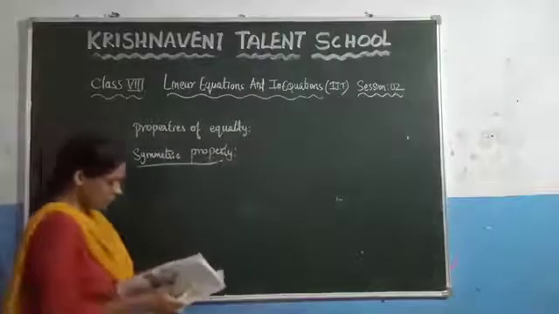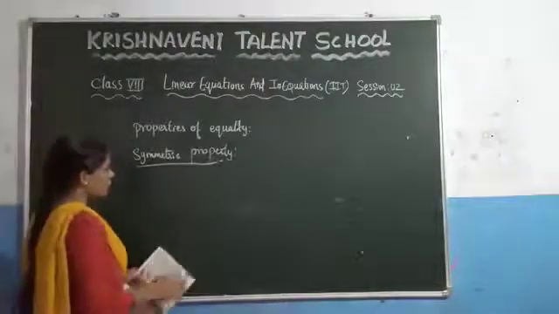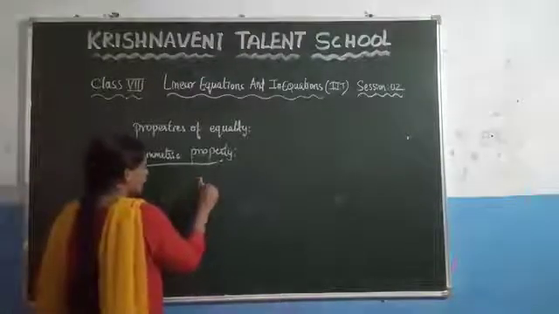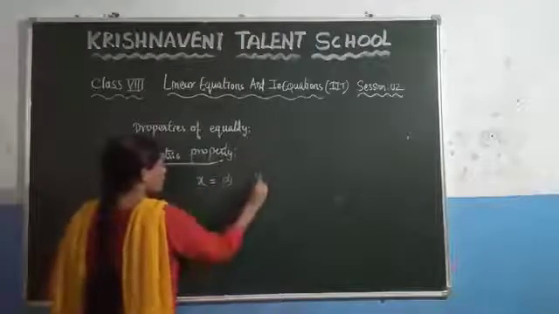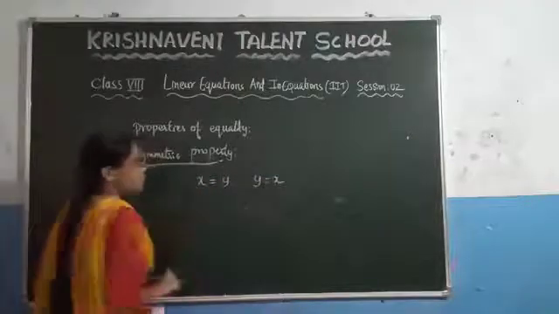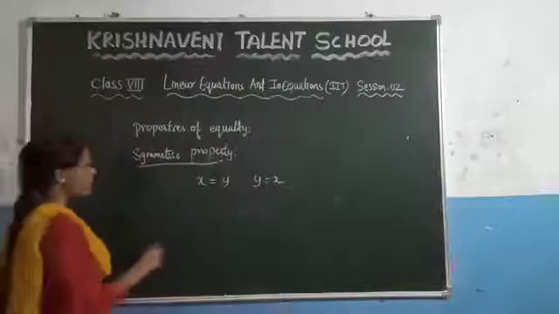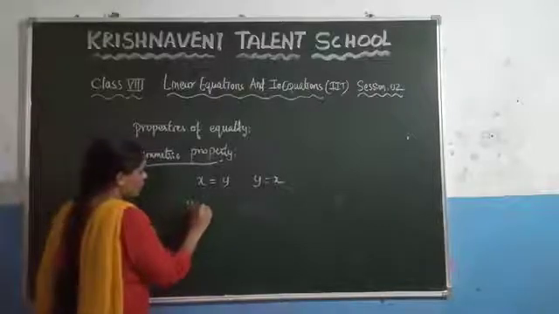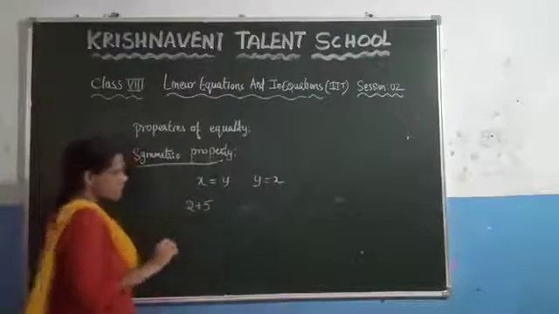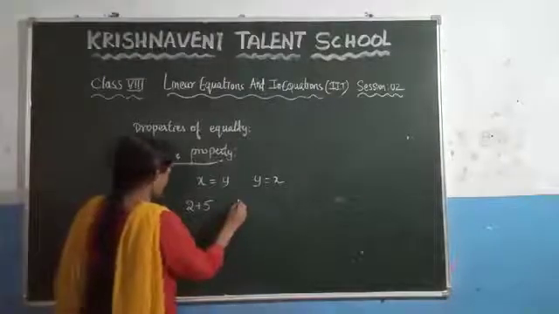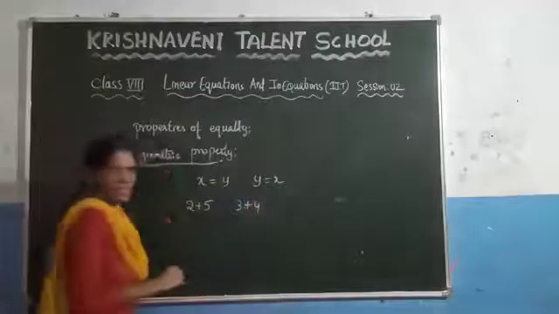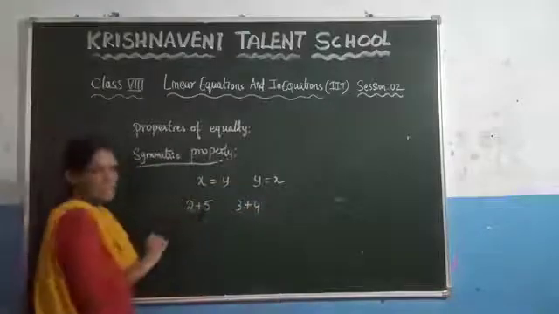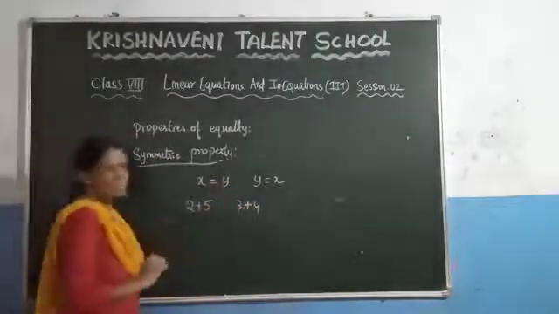In the case of variables, you can write this as: if x and y are two variables, if x is equal to y, then we can say that y is equal to x. Right? Here, consider a few examples. Consider 2 plus 5 and 3 plus 4. Let us consider the first value as x and the second value as y.